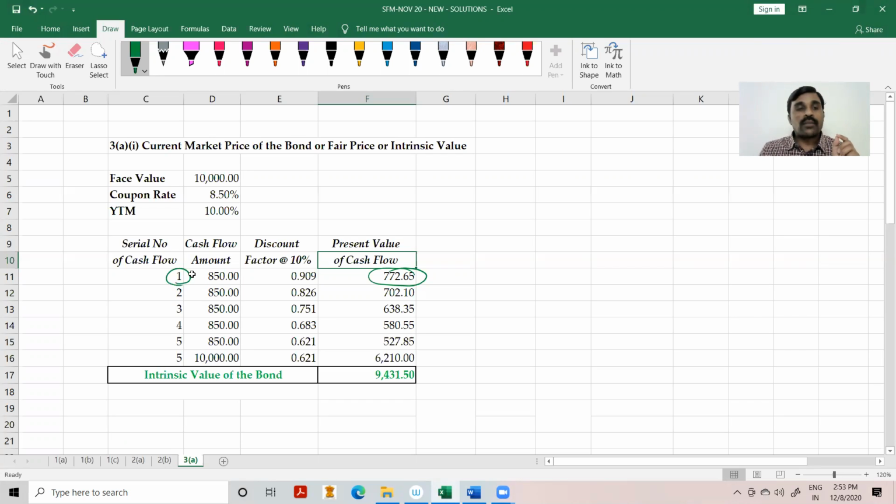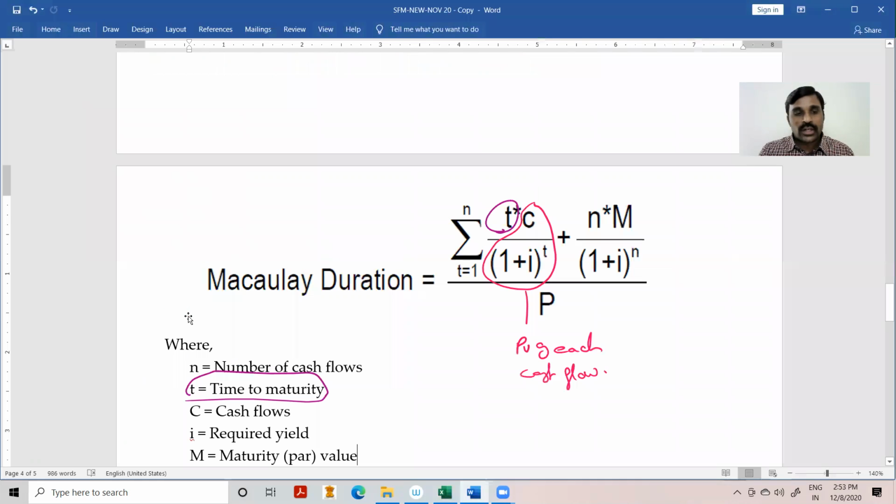One year. That means the serial number of the cash flow. How long will it take to recover 630? Three years. So here, time to maturity is not the time to maturity of the bond, but the time to maturity of that particular cash flow. How many years will it take to recover that particular cash flow?